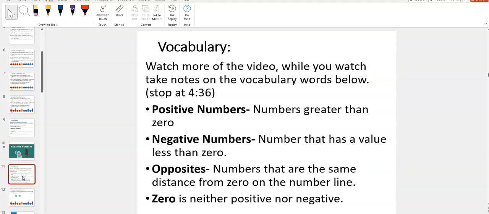And then we wrote down these vocabulary words. So again, I'm going to have you pause the video and write down these vocabulary words. We need to write them down in our notebooks about what a positive number is, a negative number, what opposites are, which they explain in the video, and what 0 is. Okay, so just to go over it, numbers that are positive are numbers greater than 0. Negative numbers have a value that's less than 0. Opposites are numbers that are the same distance from 0 on a number line, like the ones we put our stars on. And then we need to make sure we know 0 is neither positive nor negative. So again, pause the video here if you need to write those down.